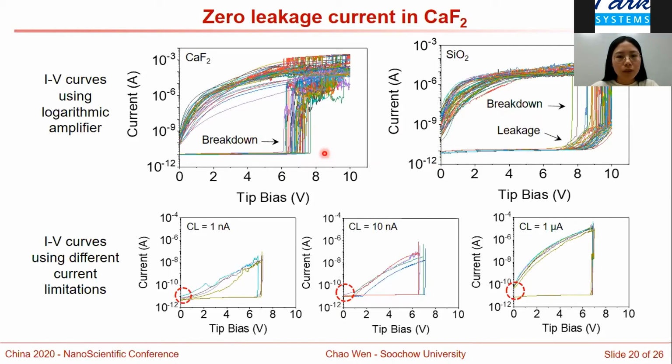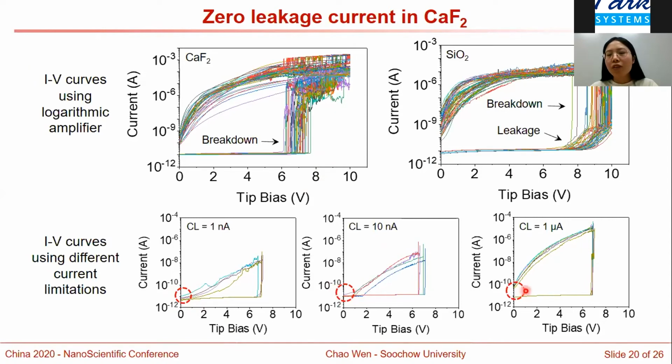Here, in order to confirm that in calcium fluoride we really have the breakdown, we perform one experiment, which is to use different current limitations. So, with a small current limitation of 1 nanoampere and 10 nanoampere, the current goes back to the noise level before the tip bias goes back to 0.